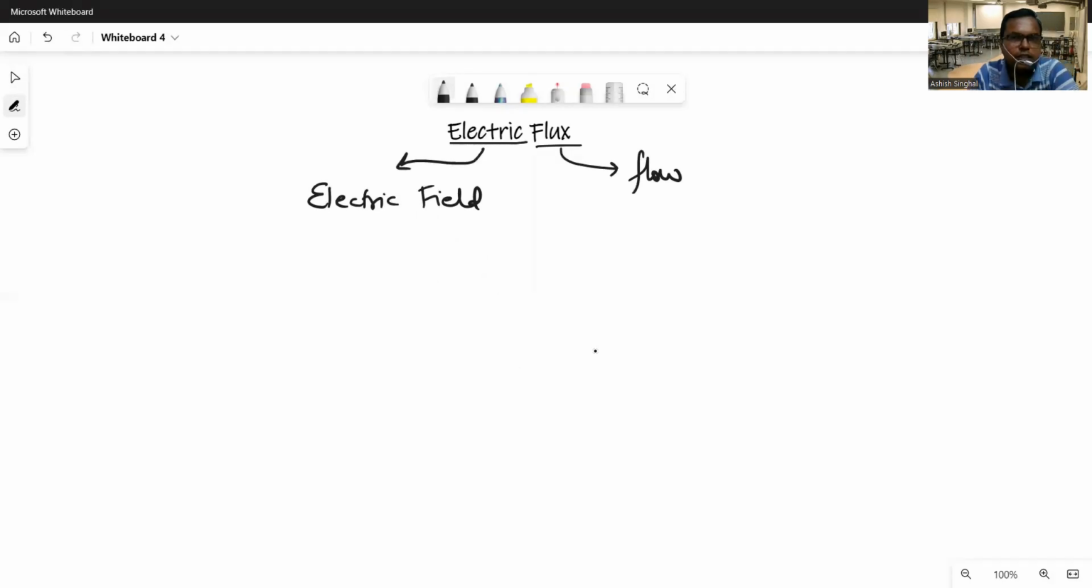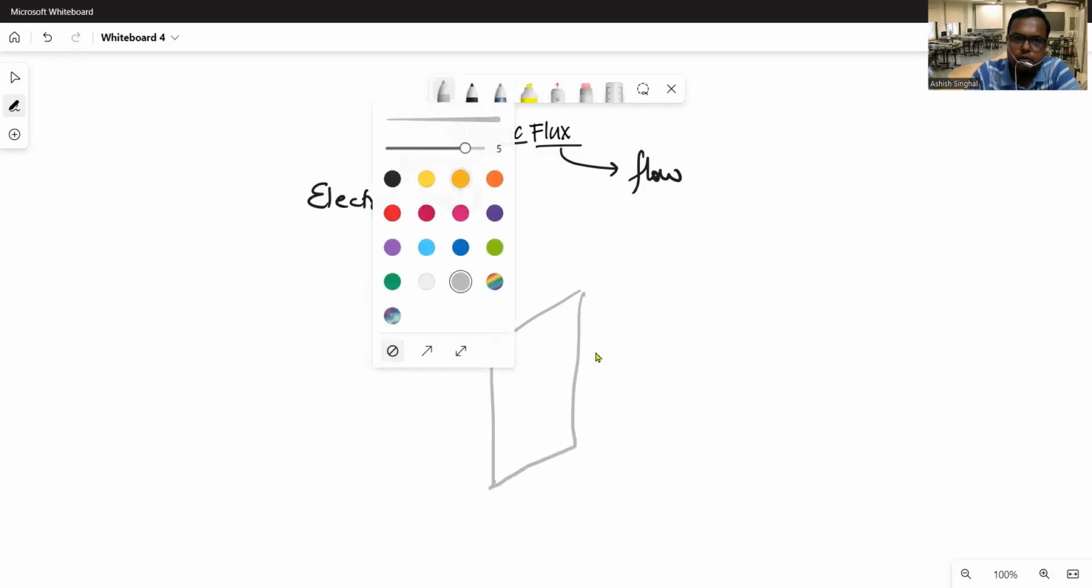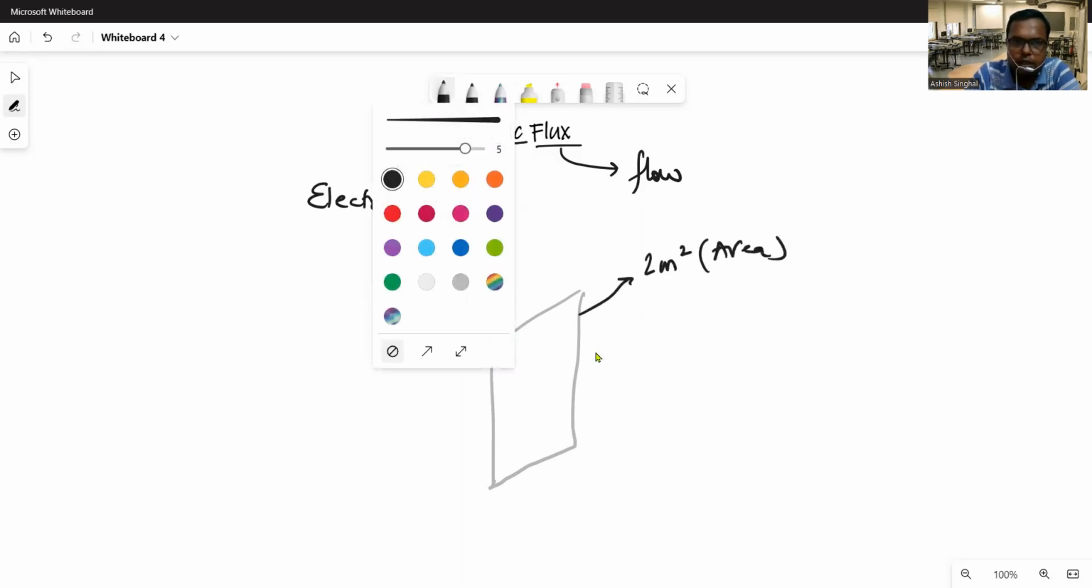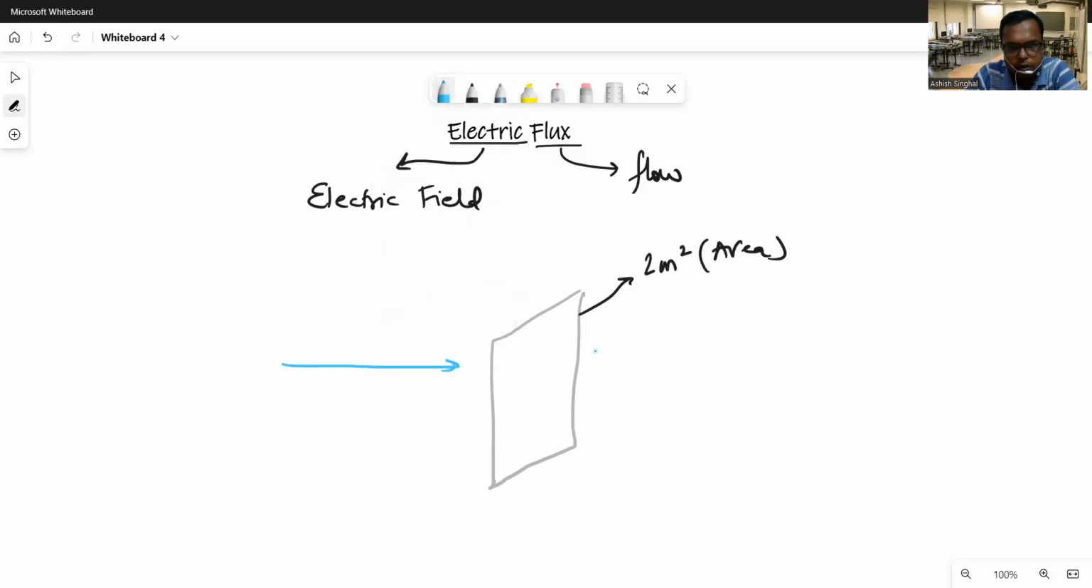So in order to understand this, let's go back to class 11th and relate this to the flow of a fluid through a cross-sectional area. Let's say we have this window. Let's say this is 2 meters square. This is the area. And imagine we have a fluid that is flowing out of this window, and the speed or velocity of the fluid is 10 meter per second towards right. So this is essentially the velocity.